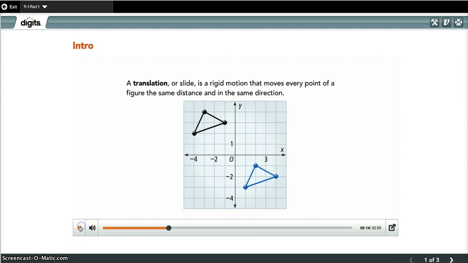All right, let's look at this next part here. Every point on the black triangle, it's important to note, moves the same distance. So we could have started with this triangle point and saw that it would move 5 and then 5. This one moved 5 and then 5, and that's how we got this new triangle down here.